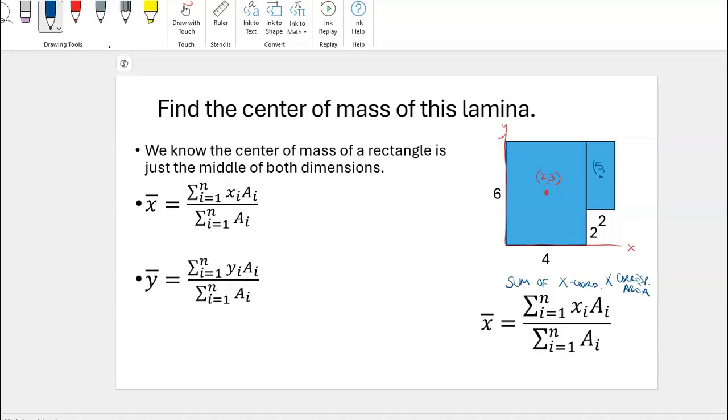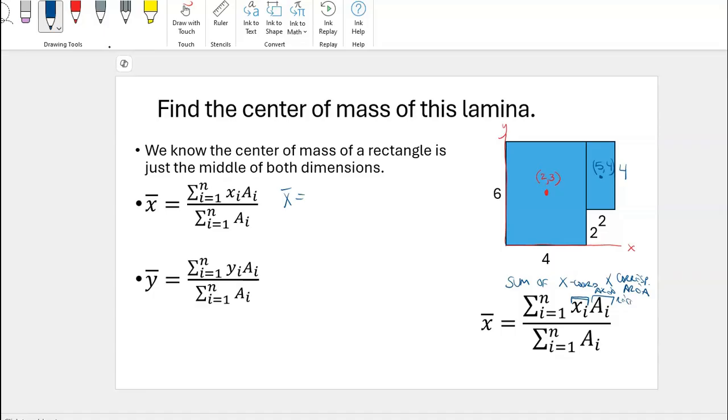And in the y direction, I have to go up 2. The whole thing is 6. I'm going to take away the 2 that we see here, so this distance is really 4. Half of it is 2. 2 and 2 makes 4. Okay, so what are we really trying to find here on the top? This x bar is the sum of the x coordinates times the corresponding area. This x is the x coordinate. This a sub i is the area of the rectangle.